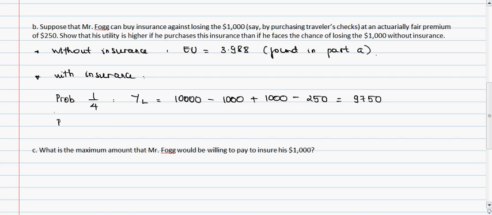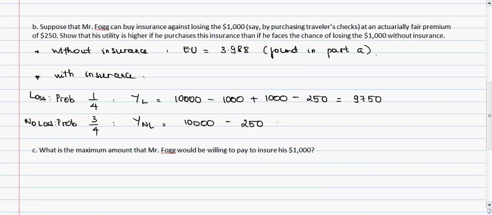Okay, so that's in the case of loss. Now in the case of no loss, with a probability of 3/4, the income is going to be 10,000. The consumer doesn't lose anything, so he doesn't get anything back from the insurance company. However, the consumer will still have to pay 250 for the insurance premium.